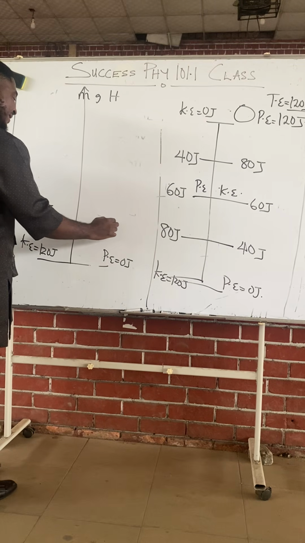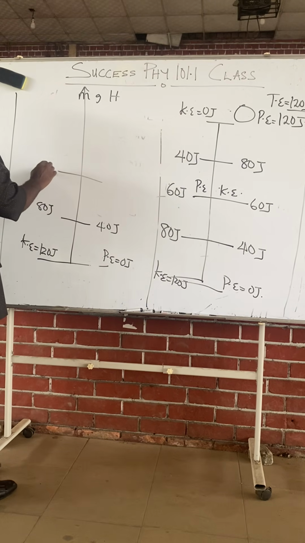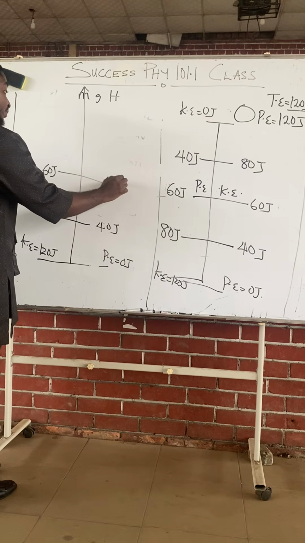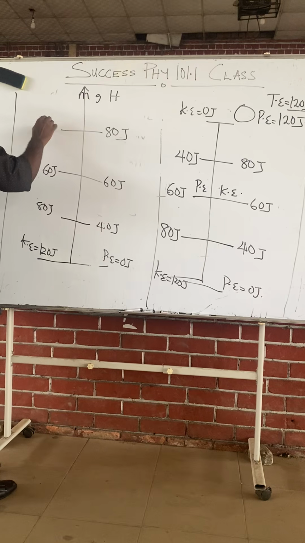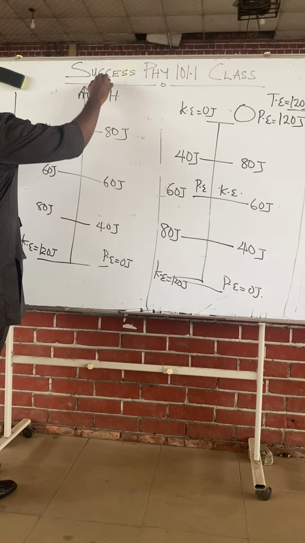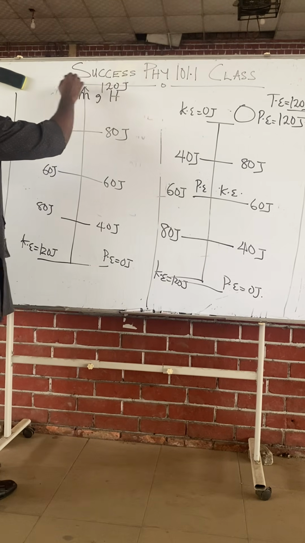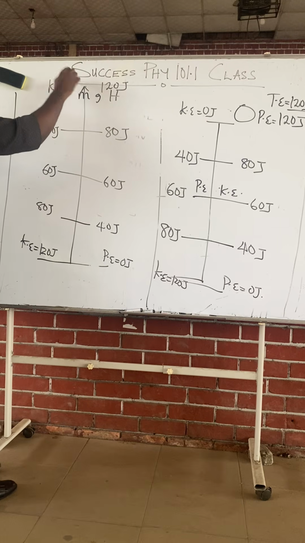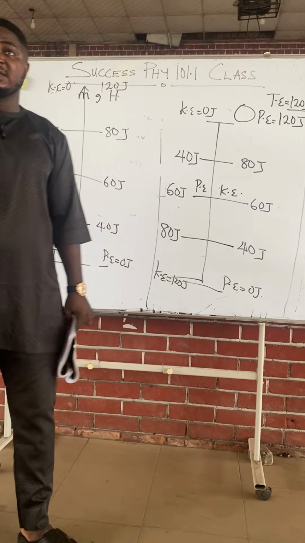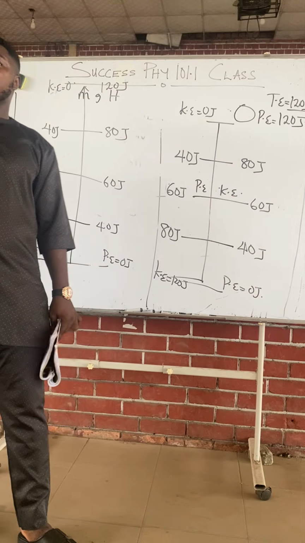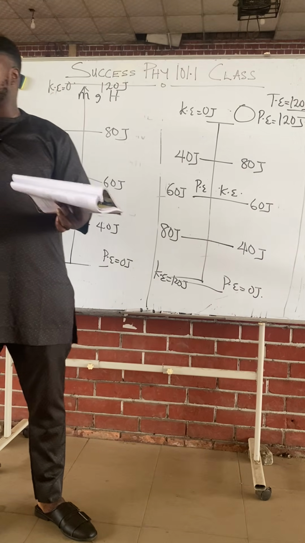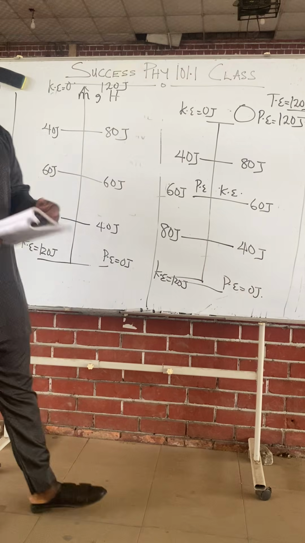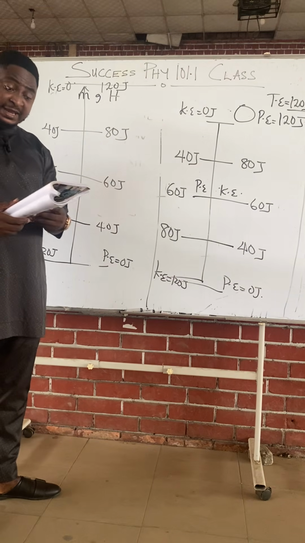Potential starts increasing, and at the midway point they are the same. At this point, potential takes over. At maximum height, potential is maximum. Kinetic is 0, because at maximum height there's no longer movement. It has gotten to the highest point. There's no longer movement, right? And when there's no movement, kinetic energy does not exist because it's 0. These are the changes that occur between potential and kinetic.